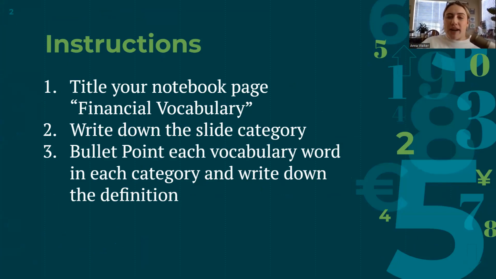And then I just want you to write down the category. So we might be doing budget or interest or shopping or something like that. Write down the category as a new section on your notebook page. Then write down a bullet point, the vocabulary word, and then the definition of the word. If you want to draw a picture or write down an example, you're more than welcome to add additional stuff, but pretty much what you see on the slide, the vocabulary word, the category, and the definition are really all you need to write down.